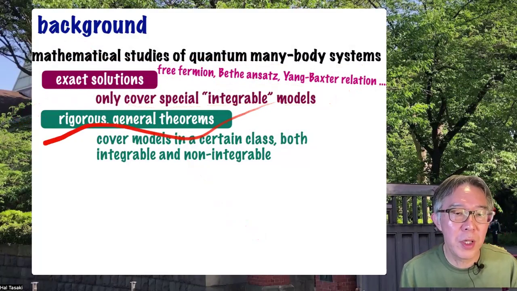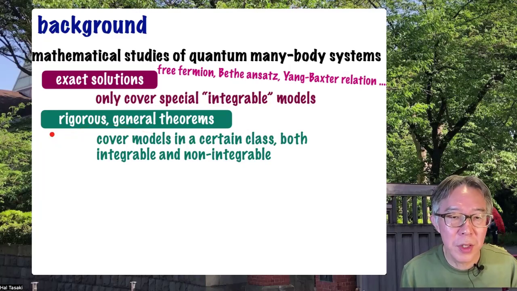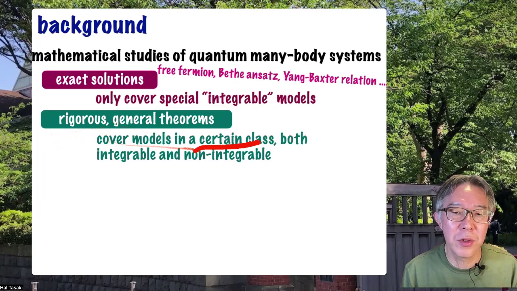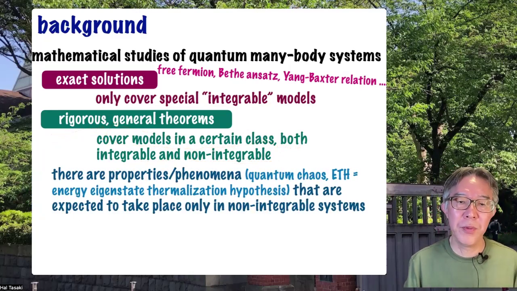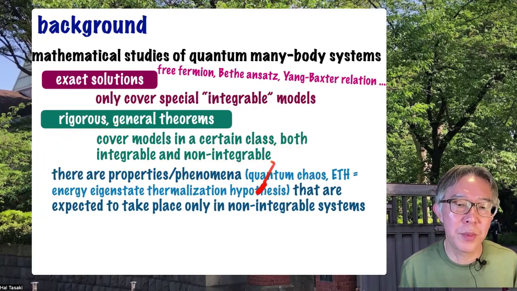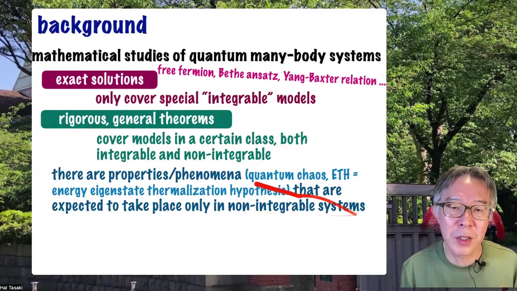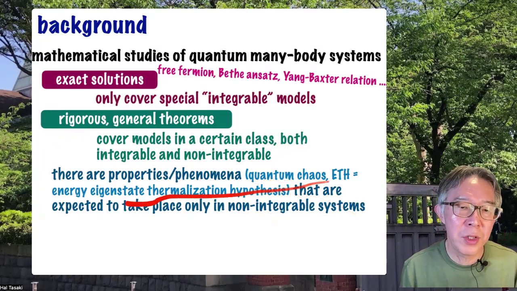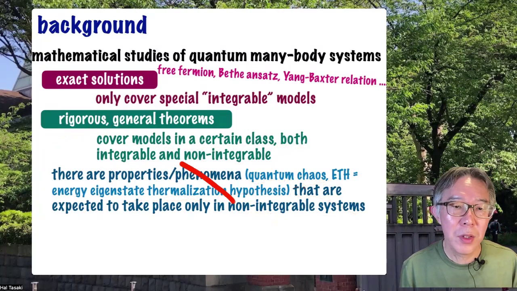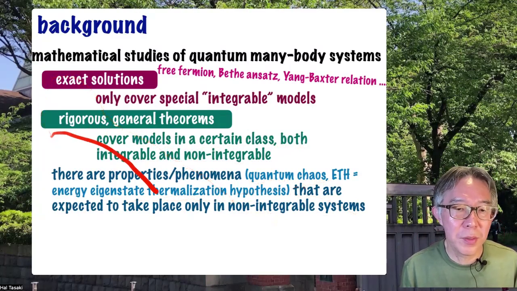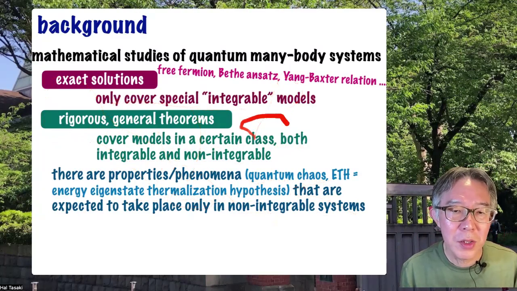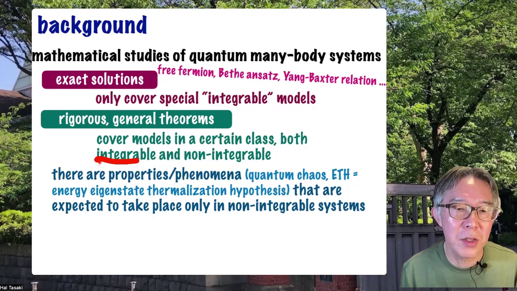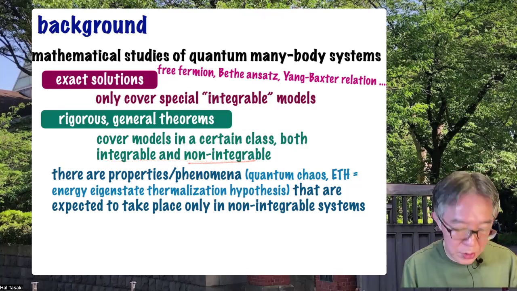In the other approach, you try to prove general theorems that cover models in a certain class. But in this case, the class contains both integrable and non-integrable models. But there are properties or phenomena that are expected to take place only in non-integrable systems. The examples are quantum chaos or the energy eigenstate thermalization hypothesis. But the first approach does not apply to this kind of phenomena because it only applies to integrable systems. And the second is slightly better, but this kind of approach does not distinguish between integrable and non-integrable systems.